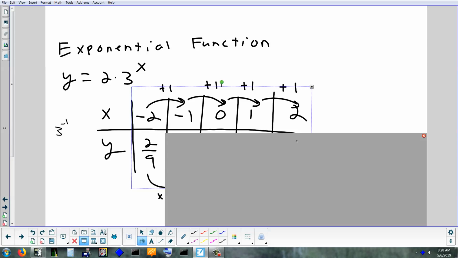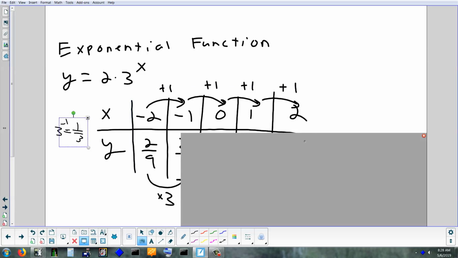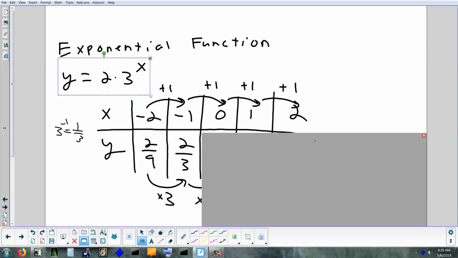Yeah? 1 over 3, yeah. 1 over 3. But then it's 1 over 3 doubled. So 2 over 3. How about 3 to the 0 power? This was something special last week. Anything to the 0 power is always what? 1. So 3 to the 0 is 1. Doubled. 2. All right, let's do the next one.